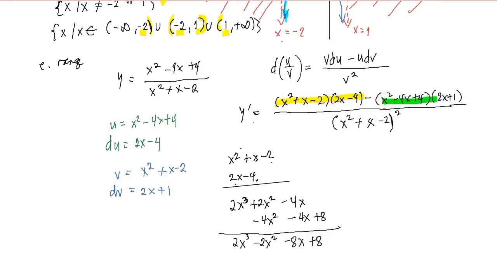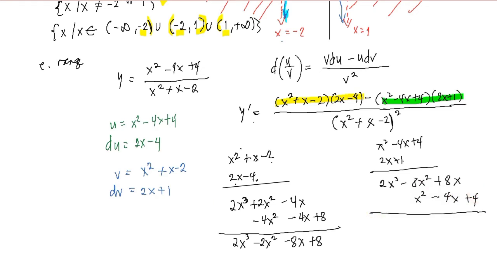Para dito naman sa isa, we have the x squared minus 4x plus 4 multiplied by 2x plus 1. And we have here 2x cubed minus 8x squared plus 8x. And for this, we have x squared minus 4x plus 4. And we have 2x cubed minus 7x squared plus 4x plus 4.